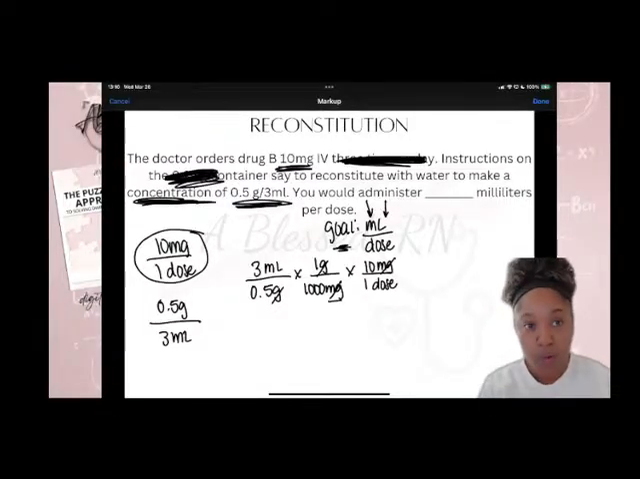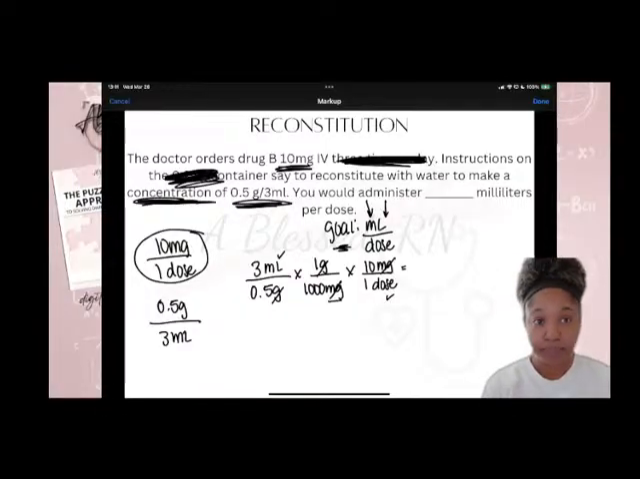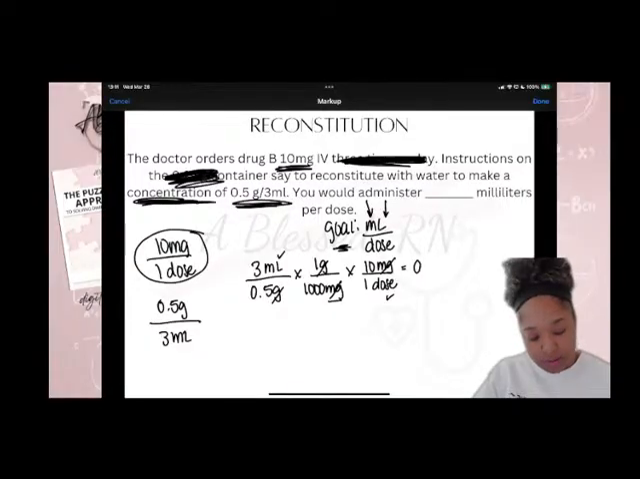Now look what we have. The puzzle is completed. We got milliliters on the top and dose on the bottom, okay? Now we can do the math. So 3 times 10 divided by 0.5 divided by 1,000. So 0.06 mLs per dose.